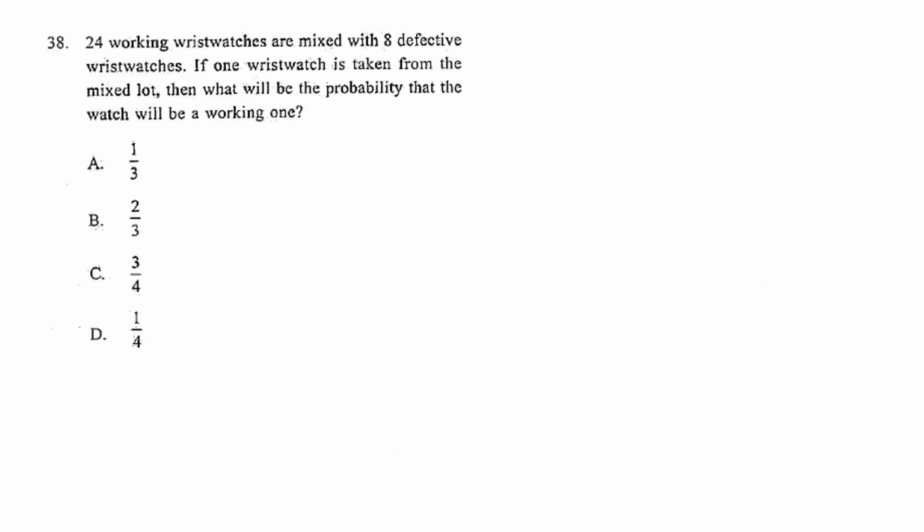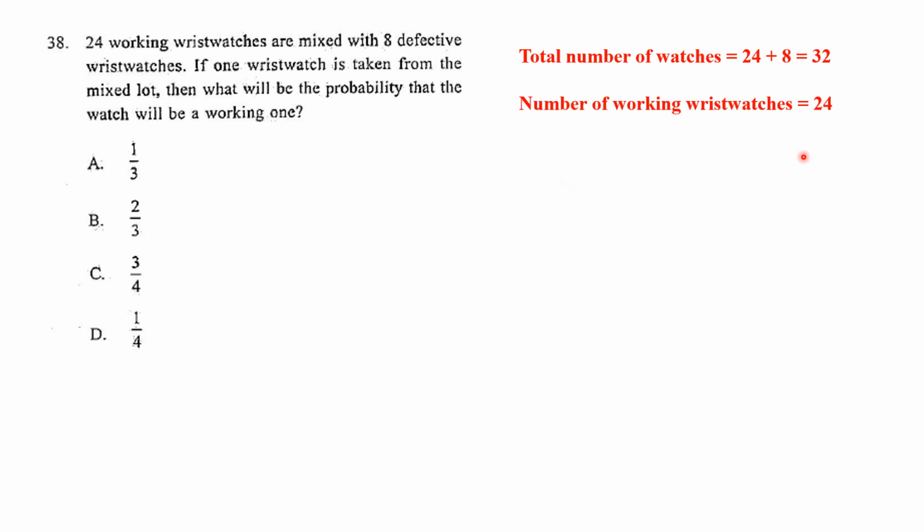Now question number 38. 24 working wrist watches are mixed with 8 defective wrist watches. If one wrist watch is taken from the mixed lot, then what will be the probability that the watch will be a working one? So 24 working wrist watches mixed with 8 defective wrist watches. So the total number of watches will be 24 plus 8, which will be 32, right? And the number of working wrist watches is 24, and you have to find the probability of the working one, right?